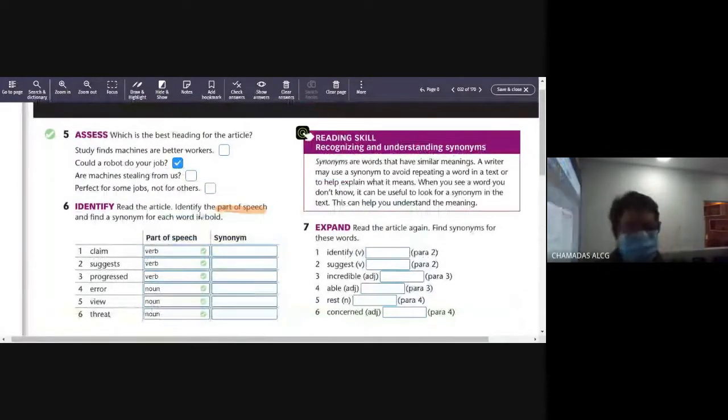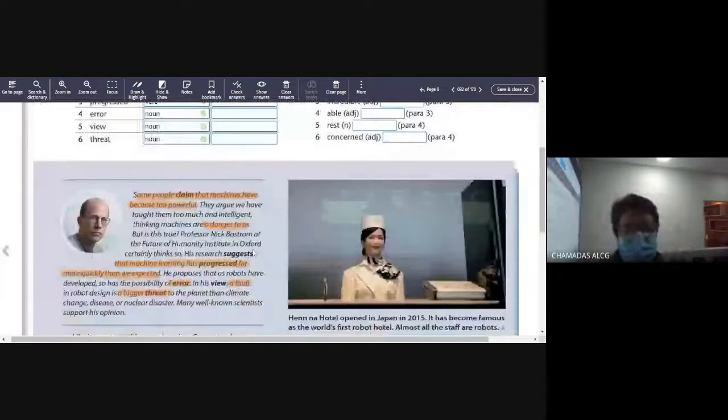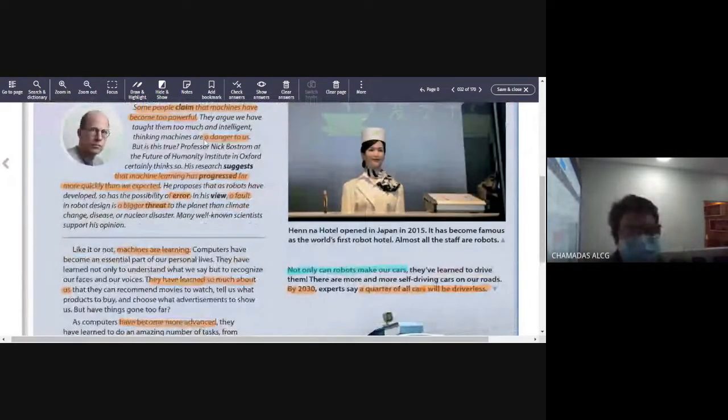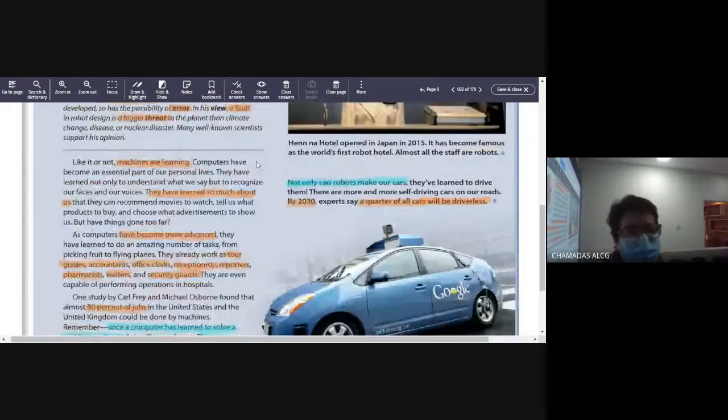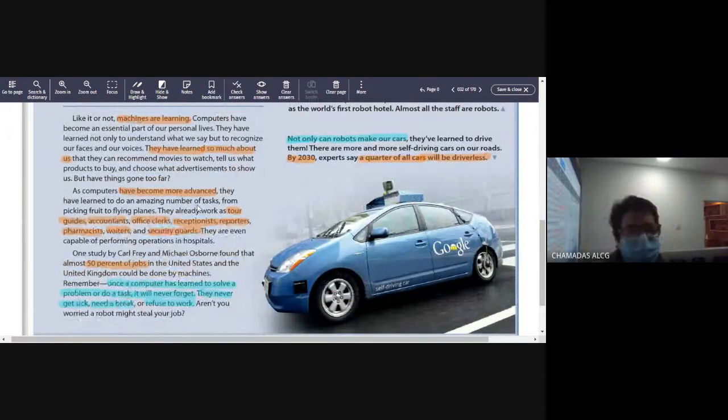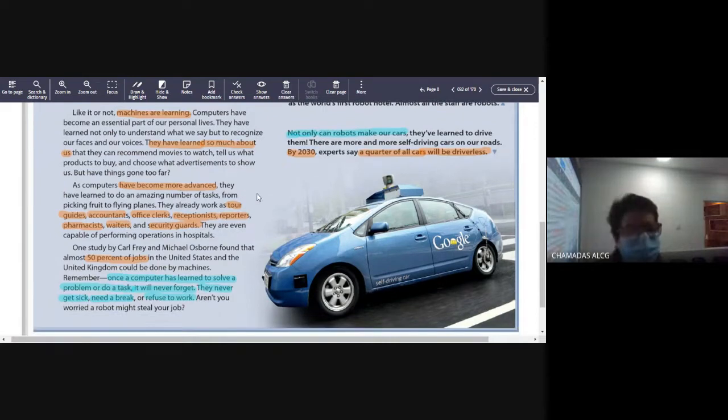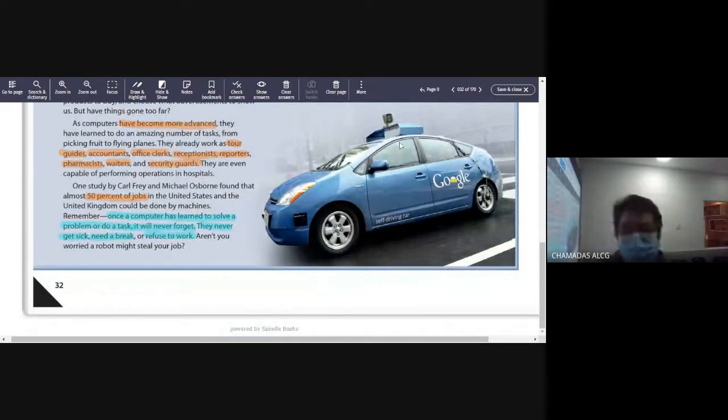All right, people. So do you agree that the best title or the best heading for the article is "Could a robot do your job?" Yes. Okay. Great. Here in this text, we have examples that he gives about being a danger. A machine can become a danger because we never know what can happen, right? But they also talk about the advancements in technology and everything a machine can do for us, like for example, driverless cars.